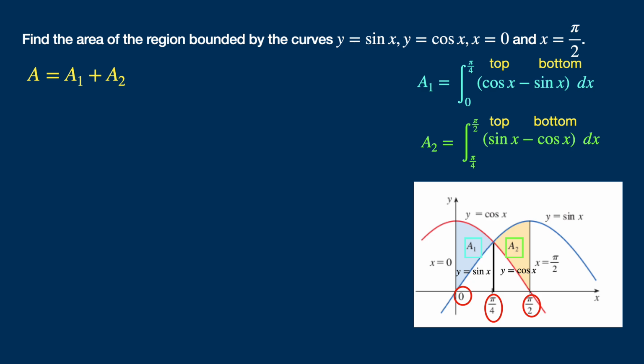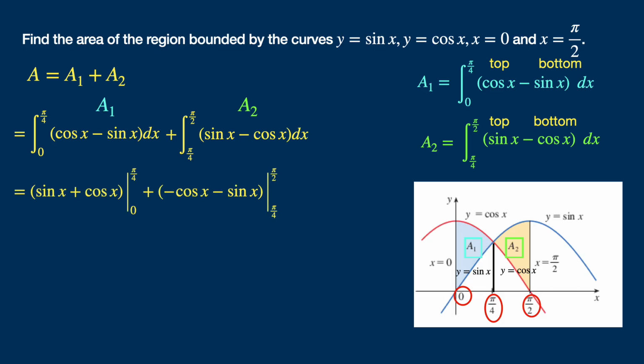So what is the area of A? That's going to be A1 first. A1 is from 0 to pi over 4 of cosine x minus sine x dx. A2 is from pi over 4 to pi over 2 of sine x minus cosine x dx. Let's find the antiderivative. The antiderivative of cosine is sine. The antiderivative of sine is negative cosine x. So we find the antiderivative of each integrand. That's going to be sine x plus cosine x, from 0 to pi over 4, for the first integral. The second integral will be negative cosine x minus sine x, from pi over 4 to pi over 2.